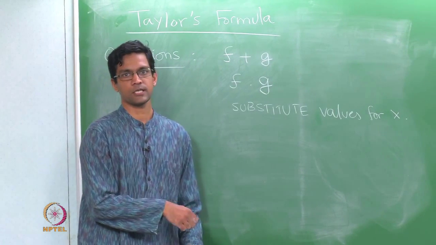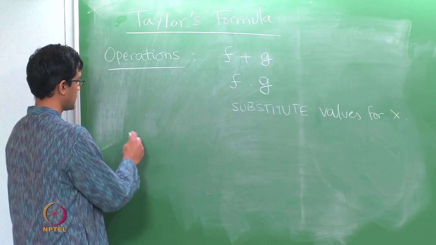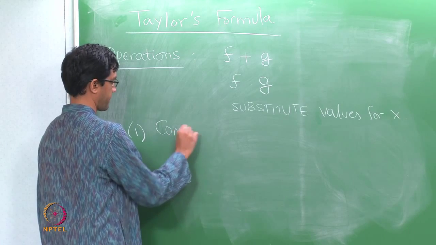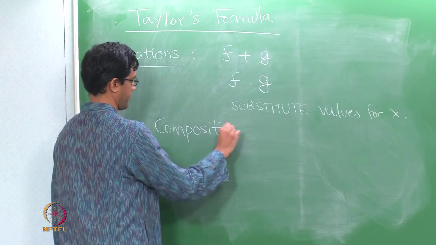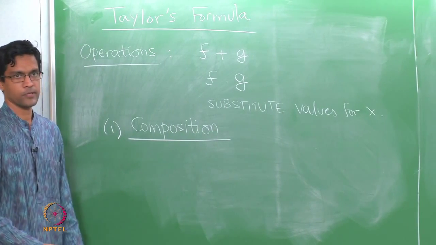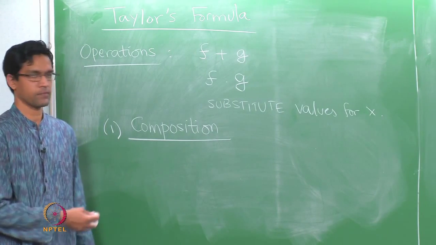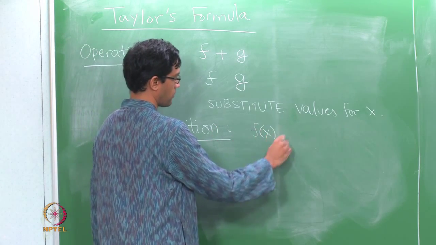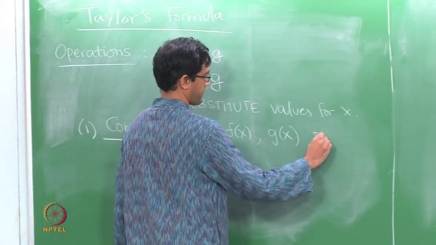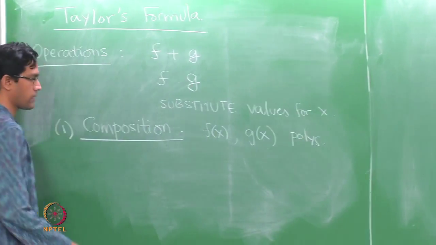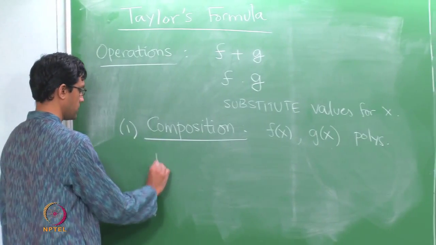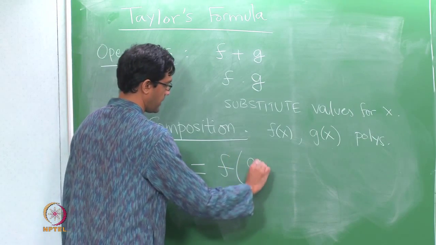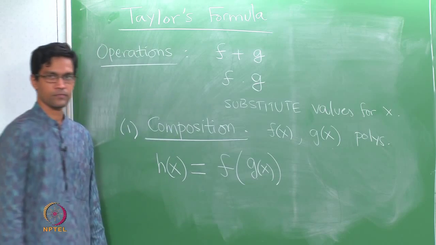But there are a few more operations that one can perform on polynomials, and let's start out by introducing two more operations on polynomials. Okay, so one of them is called composition. Of course, again, must be quite familiar. So if f of x, g of x are polynomials, you can combine them to get a new polynomial. Their composition, called h of x, is defined to be f of g of x.